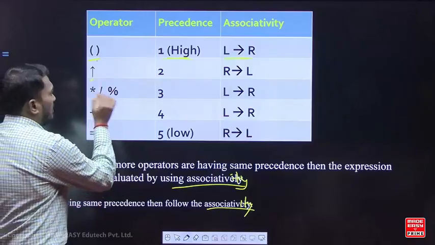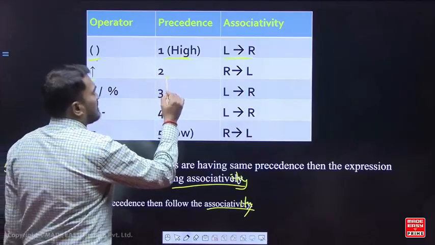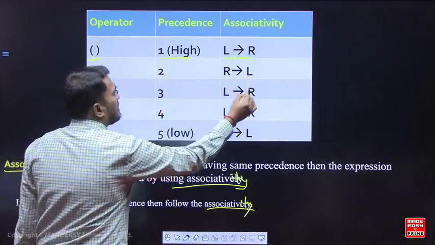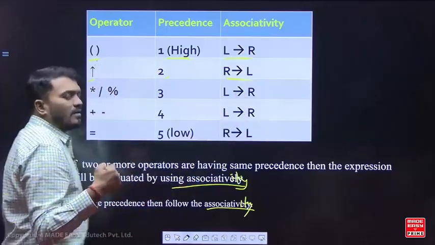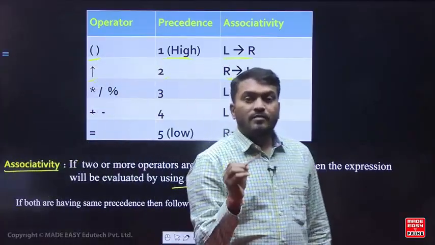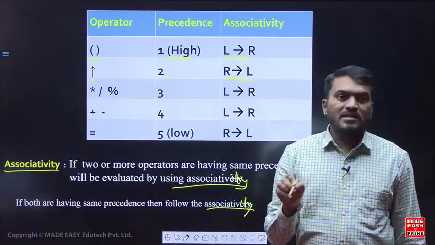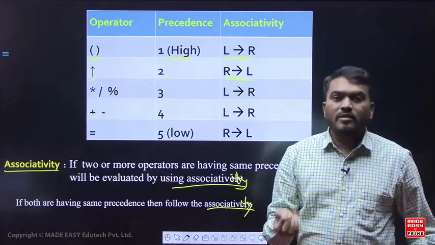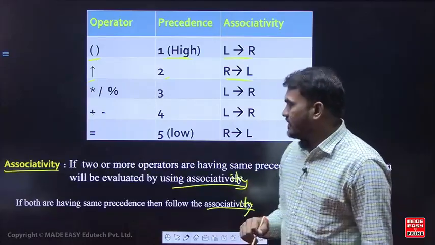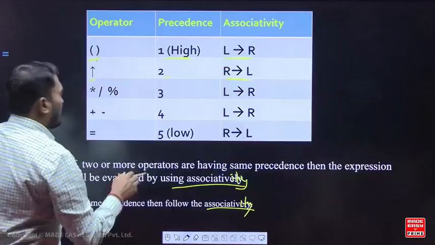And next is the power symbol. Next high precedence, and associativity is right to left. What is the meaning of associativity? I am repeating. If two or more operators are having the same precedence, the expression will be evaluated by using associativity.